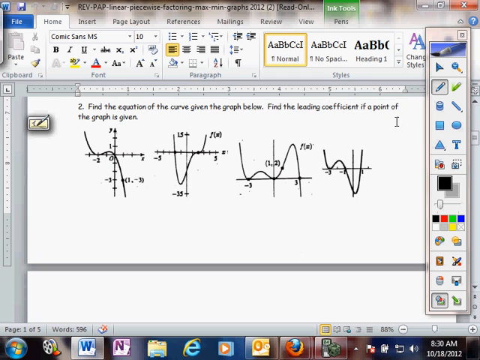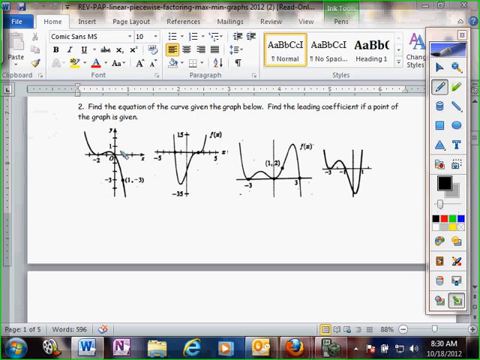Looking at number 2 here, we have to write the equation in factored form of these polynomials here. I'm going to work this one here, the third from the left. And it also says to find the leading coefficient if a point on the graph is given.